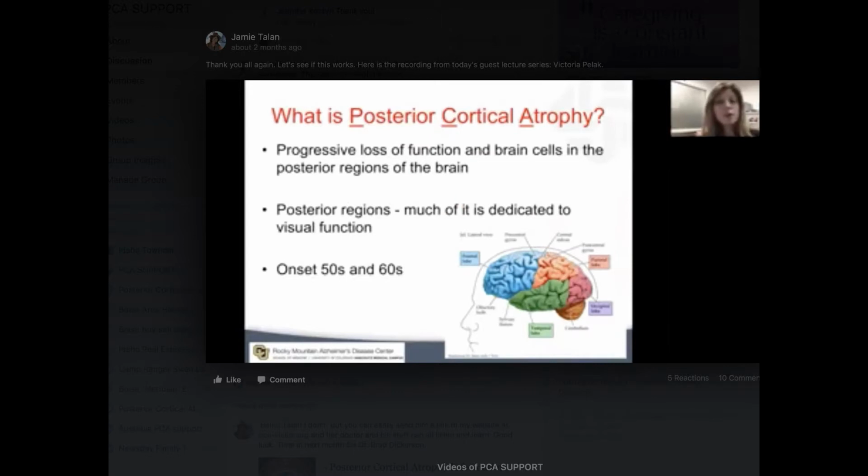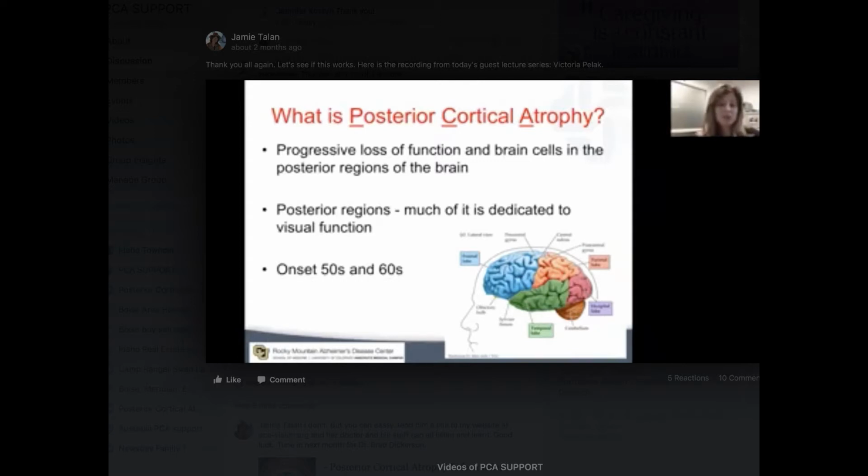So first off, what is posterior cortical atrophy? Well, a very simple way to describe it is that it's a progressive loss of function as well as brain cells in the posterior regions of the brain. And why your vision is affected with PCA is because these posterior regions have a significant amount of areas dedicated to visual function. There's other functions in the posterior regions besides vision, and we'll talk a little bit about that, but most of the symptoms of PCA are related to vision because that region is dedicated to visual function.